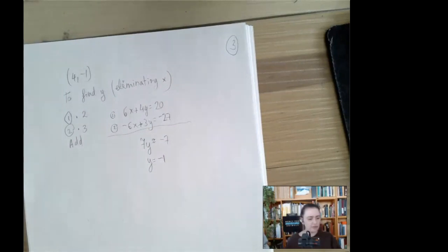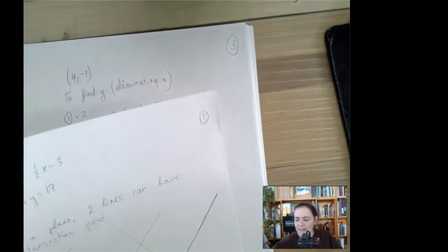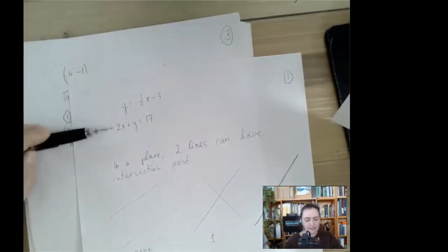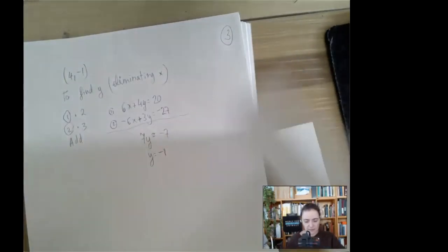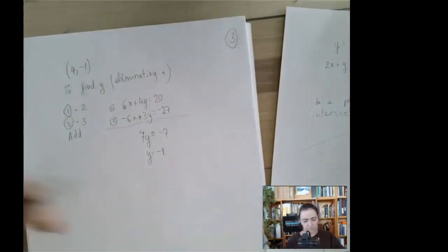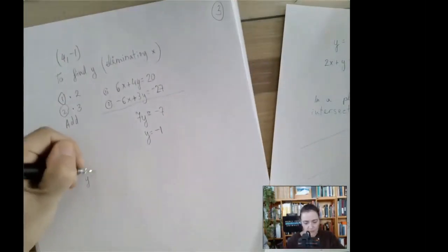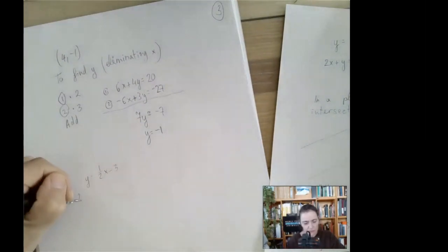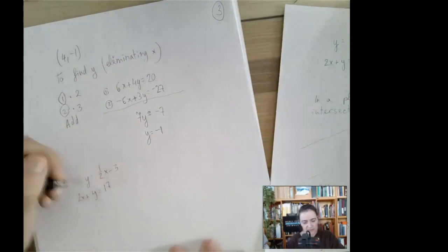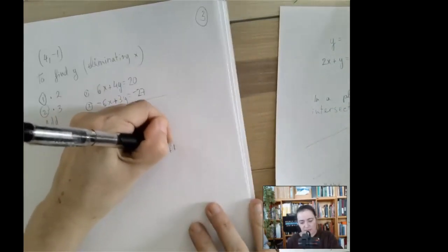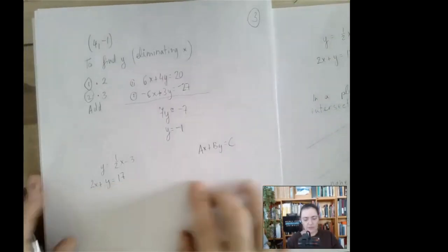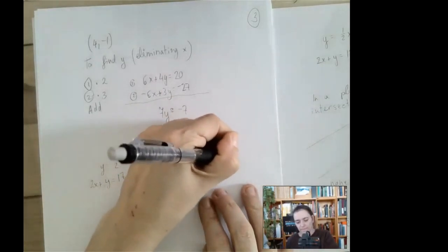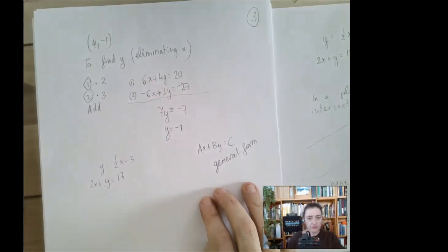Actually, let's do the one that we already solved graphically. What did I say at the beginning? That this form is good for graphing, this form is good for algebra. So basically, we're going to manipulate this until it looks similar to this. So we have y equals half x minus 3 and 2x plus y equals 17. In fact, ax plus by equals c, a form like a bunch of x plus a bunch of y equals a number, is called the general form. And it's good for computing.